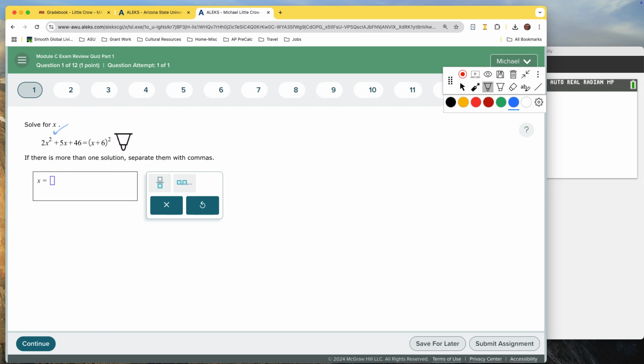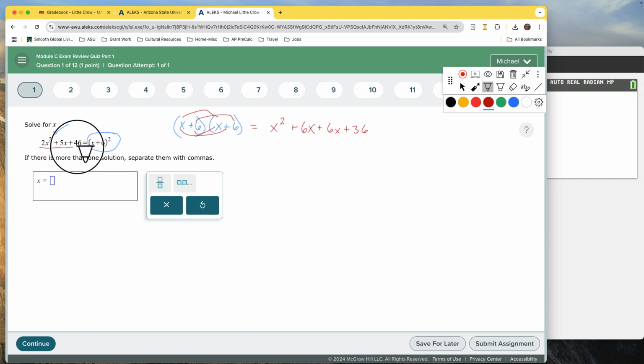So where we're going to start is we're going to start with the right-hand side. We need to FOIL this out, x plus 6 squared. So that is x plus 6 times x plus 6. So as we FOIL it out, we get x times x. We get x times 6, which gives us a plus 6x, and a 6 times x, which gives us another 6x. And then finally, we get a 6 times 6, which is 36.